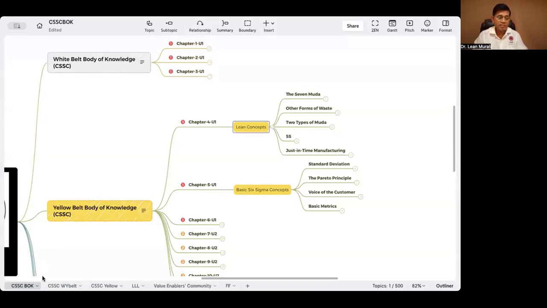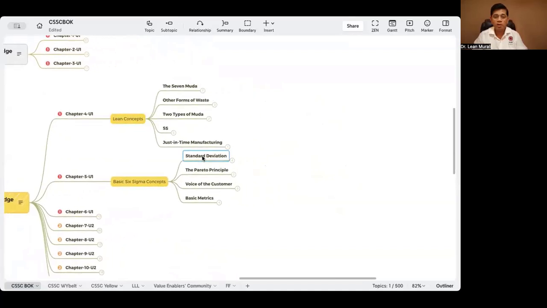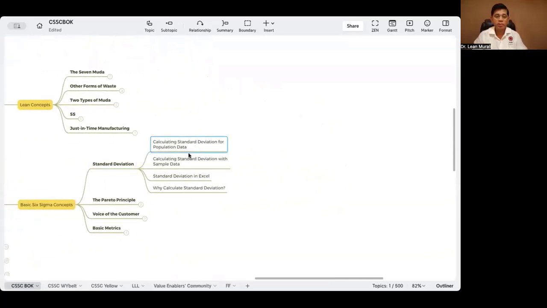So with that said, let me get into this. Today we are going to talk about what is called standard deviation. In standard deviation, we want to calculate the standard deviation for population data, sample data, standard deviation in Excel, and why calculate standard deviation, all that.